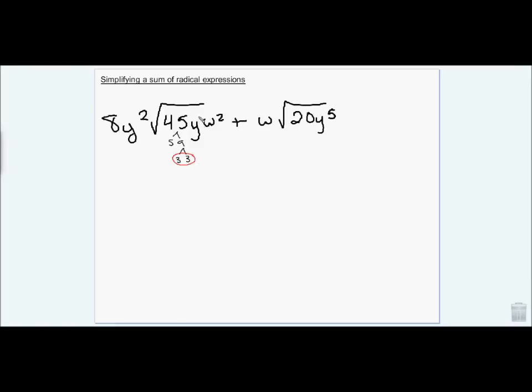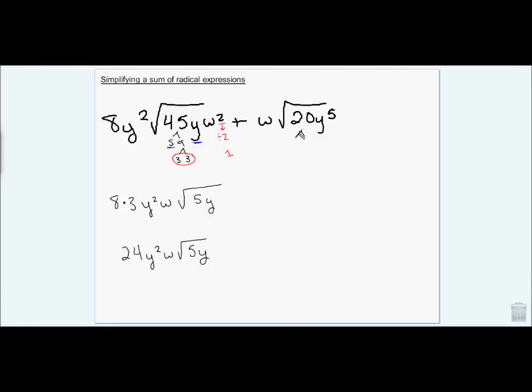There's no exponent on the y, so I can't do anything with this. On the w, I can divide by 2 because I'm talking about square roots. And that gives me a 1 with no remainders. So for this expression, I can pull out a 3. I already have a y squared, and I can pull out a w. And what gets left behind is this 5 and this y. So times 5y. So this simplifies to 24y squared w times the square root of 5y.